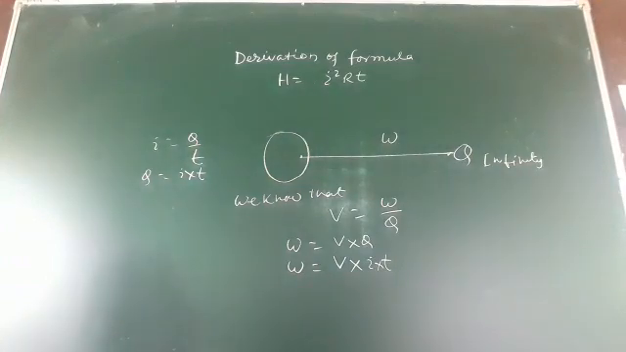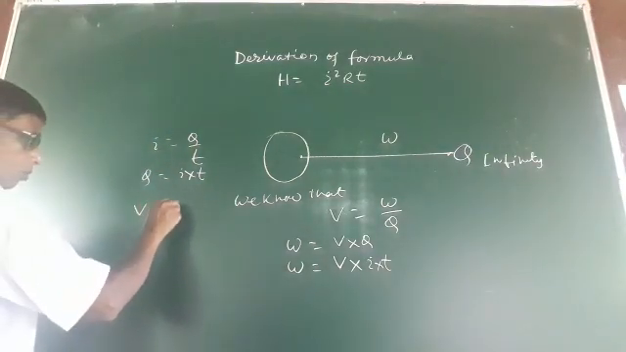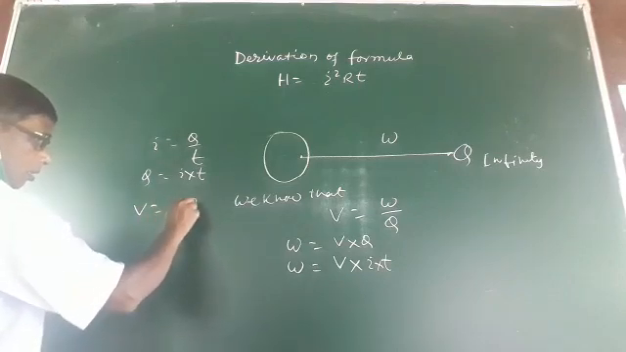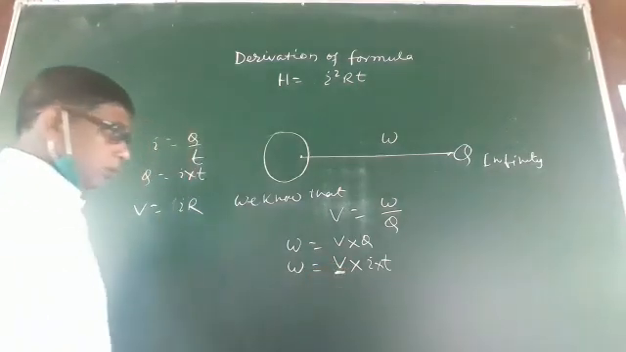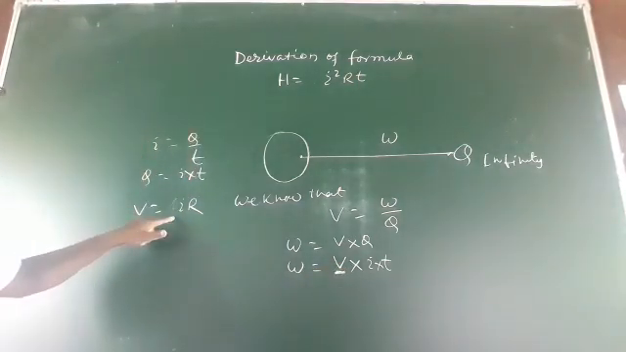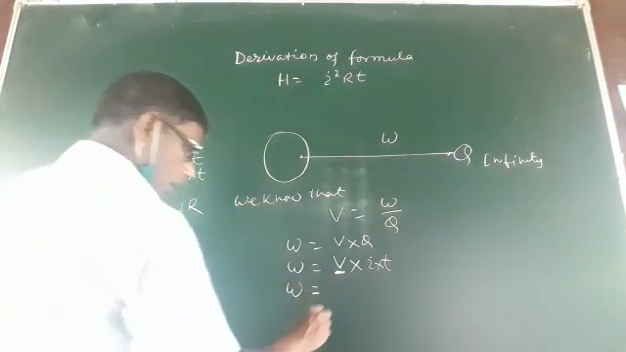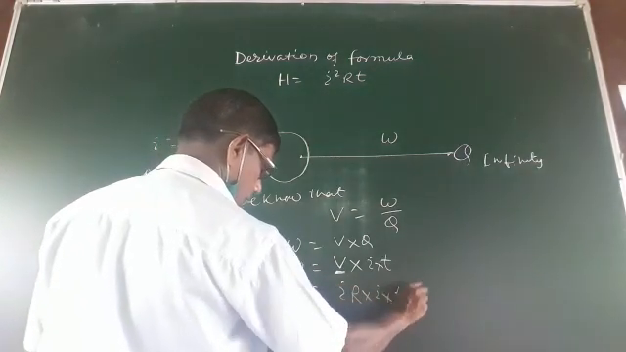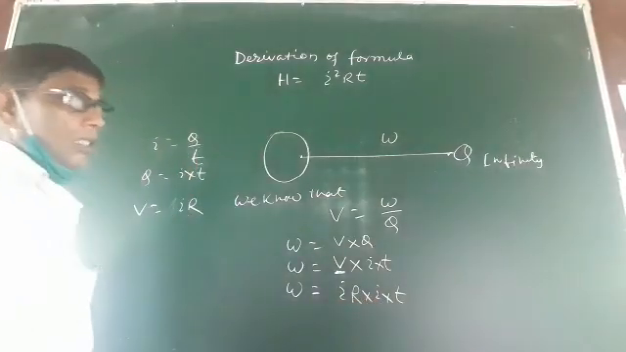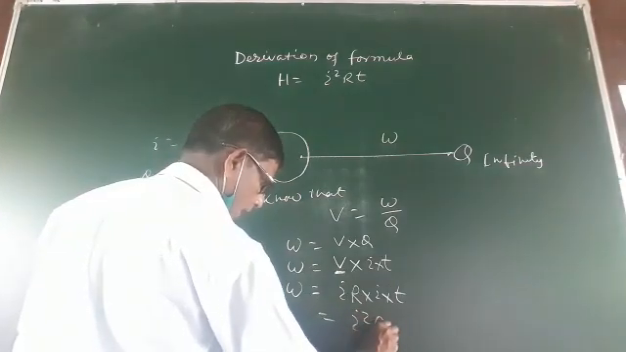From Ohm's law, you know, what does Ohm's law say? V equal to IR. So here we can use V in terms of current and resistance. So W equal to I into R into I and T. I and I, that is I square. So W equal to I square RT.